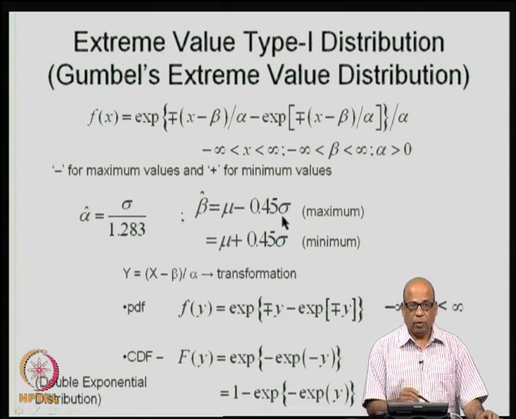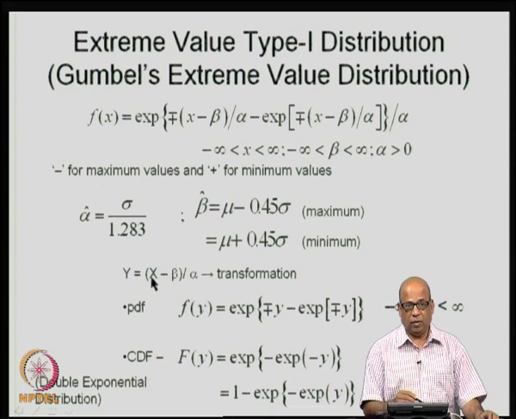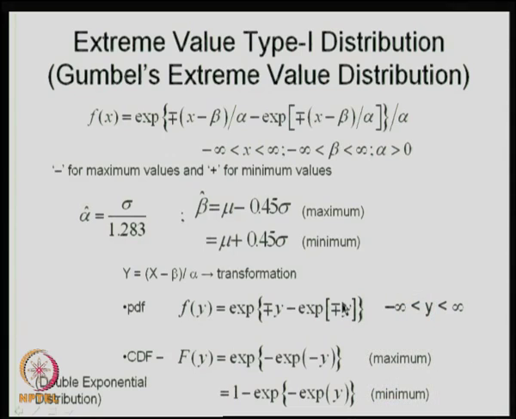We used a transformation y equal to x minus beta over alpha, which simplifies the PDF, and we write the PDF for the transformed variable y as follows: f of y is equal to exponential of minus plus y minus exponential of minus plus y, and again minus is used for minimum values in the case of our earlier expression, and plus is used for the maximum values. I am sorry, the other way around. So, we use the negative value for the maximum values and positive values for the minimum values.